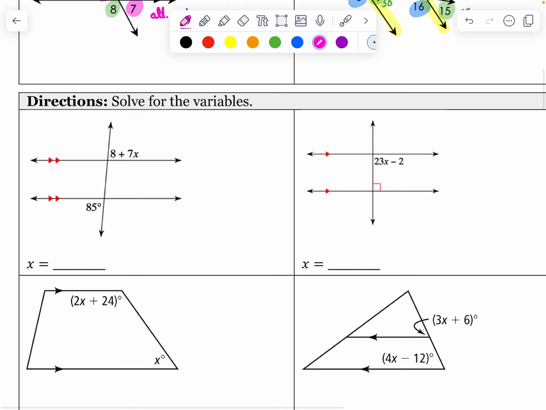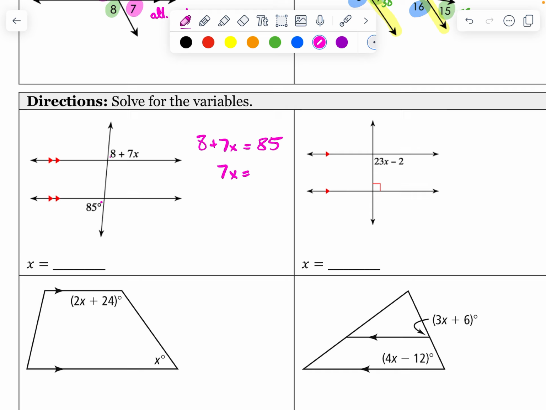So like if we were going to do a proof, you could set up that this angle and this angle, first you'd have to know that these 2 lines are parallel. Then you know that angle and that angle are congruent because they're alternate exterior angles. That would be a reason on a proof. I'm not there yet. We're not there, but I'm telling you. So these 2 are equal. 8 plus 7x equals 85 because they're alternate exterior angles. Now I can solve for x.